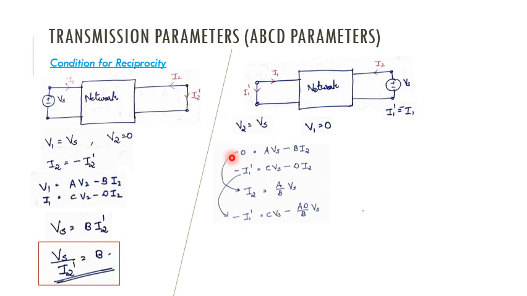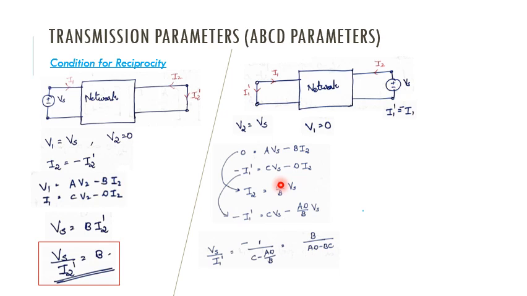Now from the first equation we can write the value for I2 as I2 is equal to A by B Vs. And from this equation we can write minus I1 dash is equal to CVs minus D into I2, where I2 is replaced by A by B Vs.